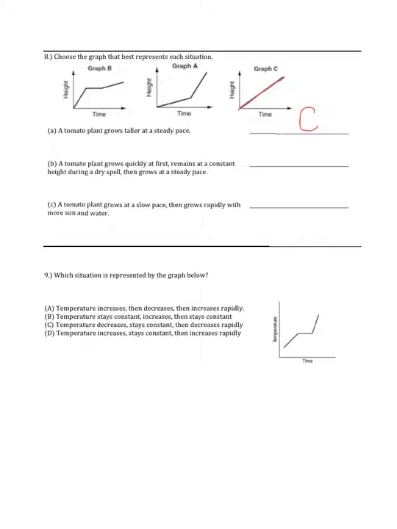B says a tomato plant grows quickly at first and then remains at a constant height, and then it grows at a steady pace. So constant is a keyword, and I'm looking for a flat part in my graph. So I would say that's B. The plant grows quickly, so boom, it increases, very steep slope. Then it's consistent, and then it starts to grow again. And then C, a tomato plant grows at a slow pace, then grows rapidly. So I would say it grows slow, that would be A, and then rapidly.